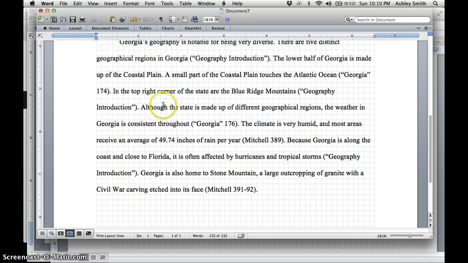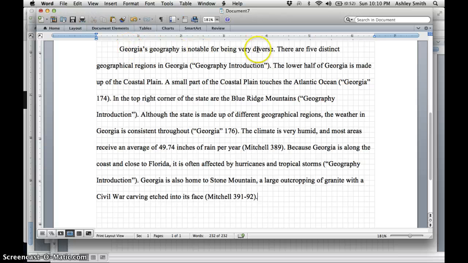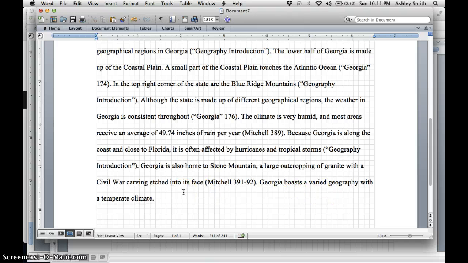Okay, so now I have all of my facts in my paragraph now, and I have all of my citations listed here. Now I had my topic sentence that introduced the topic of the paragraph, and now I need my clincher sentence that closes off the paragraph. So I'm going to summarize my paragraph by saying Georgia boasts a varied geography with a temperate climate. And those are my words. I am summarizing everything that I've already listed, so I don't need a citation there. This is just a summary of the facts that I've listed. And that is the conclusion of my paragraph. Now I can move on to my next one when I'm ready.